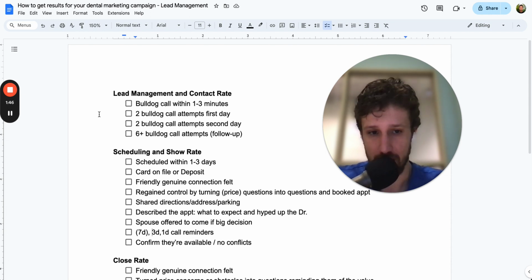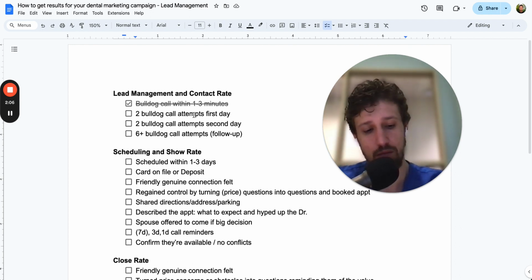A call attempt within the first 1 to 3 minutes, we call that speed to lead. This can also be done with automations in some of our systems that we've gone over in previous videos on the channel. Feel free, again, to reach out if you have any questions about that. Another checkbox here is 2 bulldog call attempts on the first day. So at least two follow-up attempts on the first day.